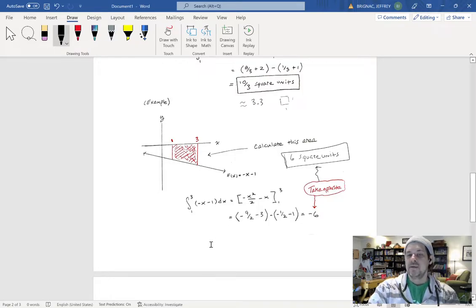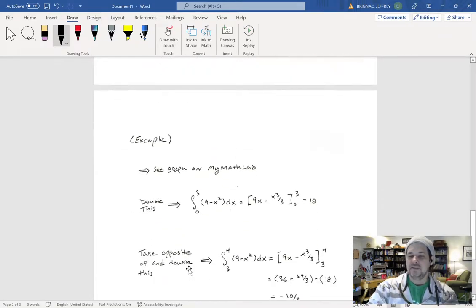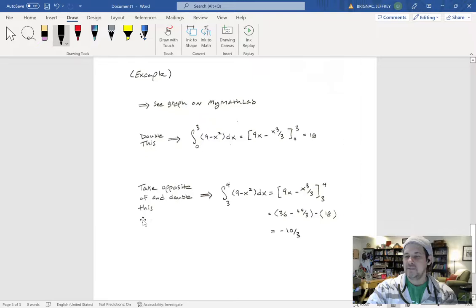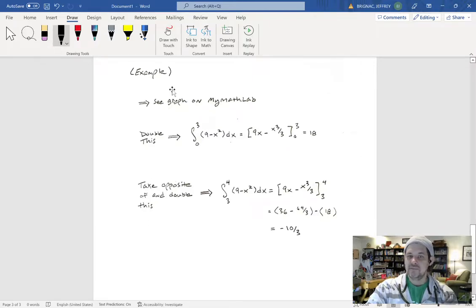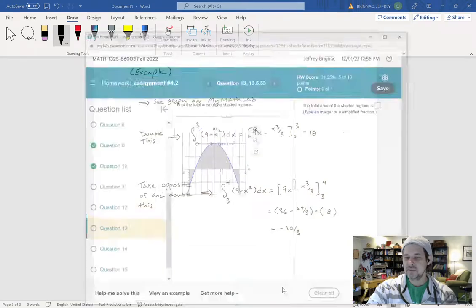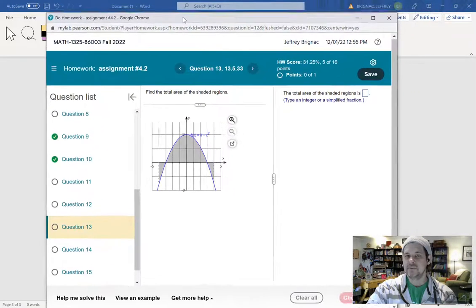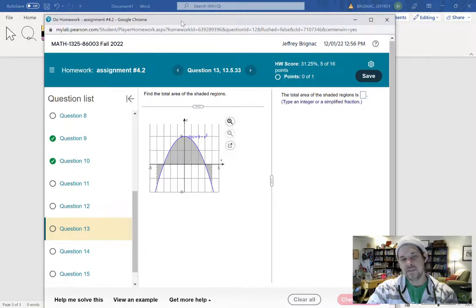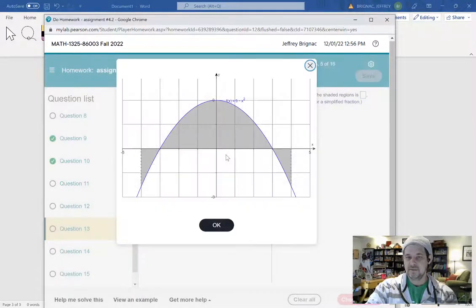Okay, now let's look at one that is on the MyMathLab assignment that I have in mind for this video. I want to show you a graph on MyMathLab real quick. So this is a problem from assignment 4.2, at least as I'm making the video right now. And it says find the total area of the shaded regions. Okay, so I see there's this graph here. Let's zoom in a little bit. It says f of x equals 9 minus x squared.